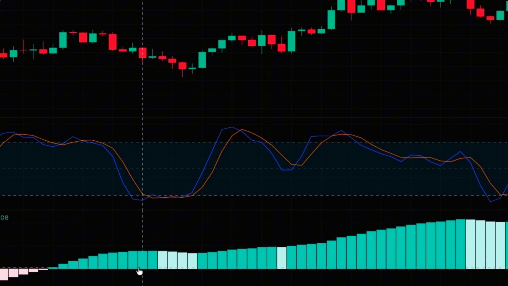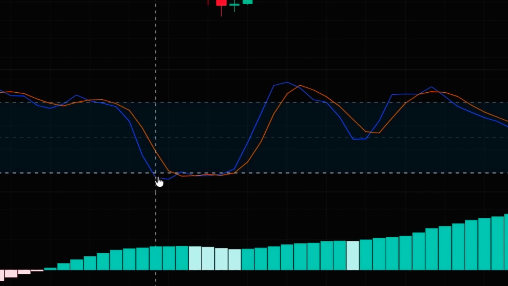We wait for the K% line, this blue line, to go below 20. This shows oversold, and this oversold is happening within an uptrend, and this tells us that probably a pullback is forming on the chart. In the next step, we wait for the K% line, the blue line, to cross above the D% line, this orange line.